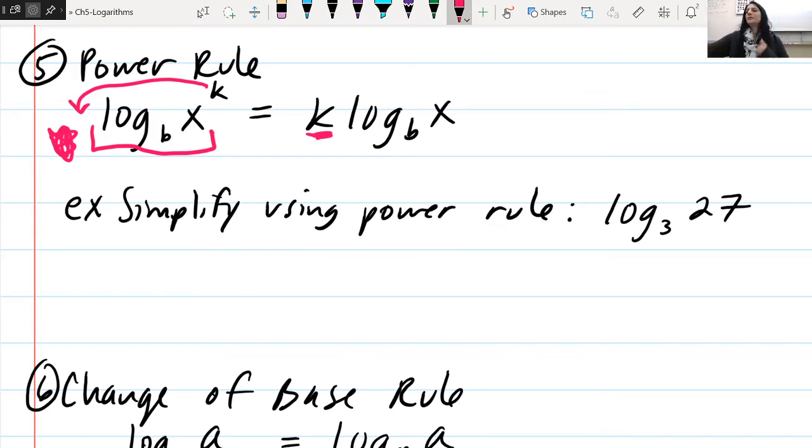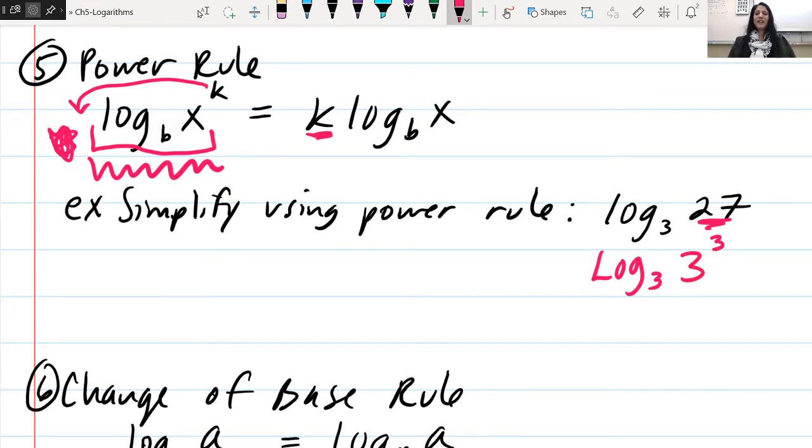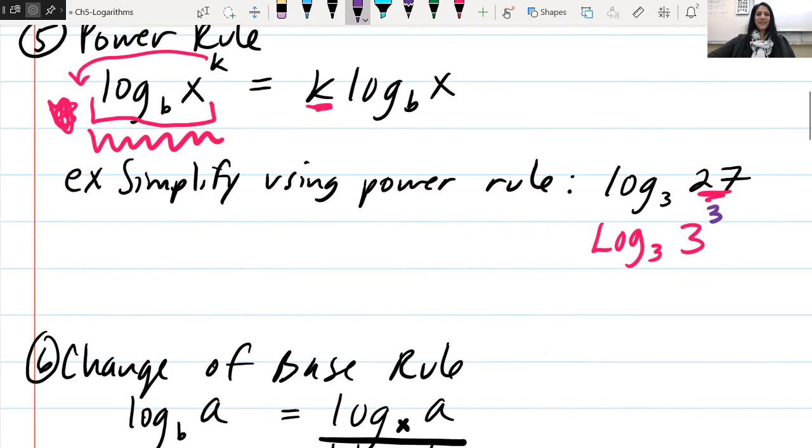Okay, so first of all, can you think of a way of rewriting this to make it look a little more like this thing here? Emmy? Yeah, log base 3, and this can be rewritten as 3 to the power of 3. Okay, this is confusing, but you know what we're going to do? Take away the confusion with some colors. Is that better?